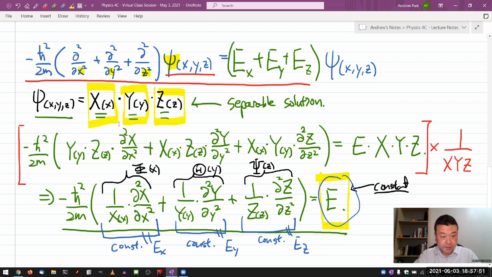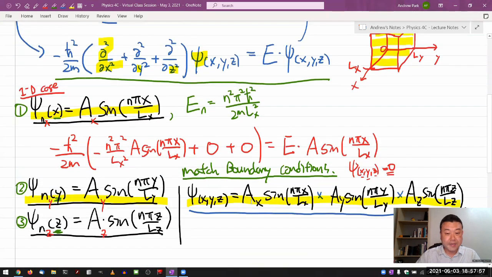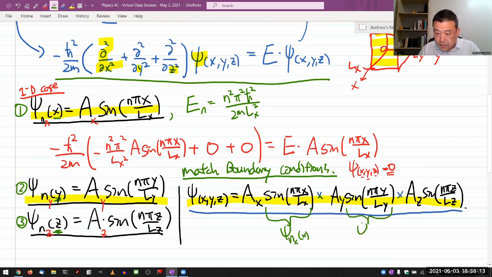And that's what you see up here. When you go through this separable solution, what you see here is that separated solution. So this is psi n x of x, this is psi n y of y, and this is psi n g of g. And for the normalization coefficient, there's no reason to have three of them. I can combine them all into just one for the entire wave function. The whole wave function is normalized altogether, not one dimension at a time. So I'll just keep this as A in the front.